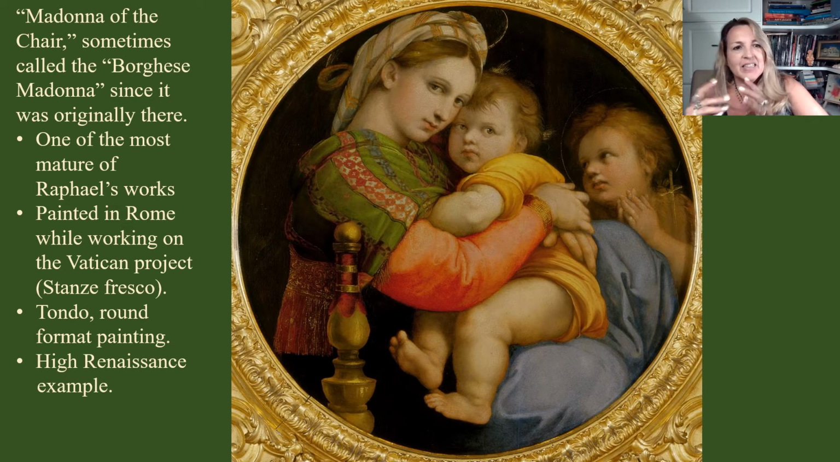And so it's called Madonna of the Chair because you see the edge of that beautiful exotic chair. And so that's why it's called that. It's also sometimes called the Borghese Madonna, since it was originally there. I think it's now at the Pitti Palace, however. But one of the most mature of Raphael's works, certainly one of the more famous of his works, painted in Rome while he was working on the Vatican project, the Stanza fresco. So, and again, this is called a tondo, High Renaissance.